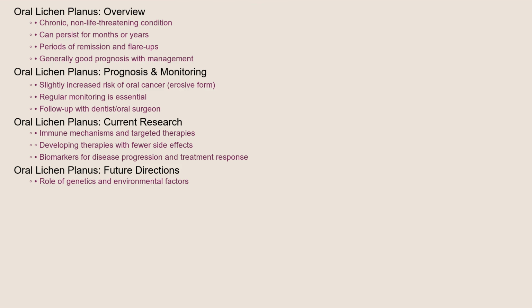Recent research is focused on identifying the specific immune mechanisms involved in oral lichen planus and developing more targeted therapies with fewer side effects. Researchers are also investigating potential biomarkers that could help predict disease progression and response to treatment. Additionally, studies are exploring the role of genetics and environmental factors in the development of oral lichen planus.